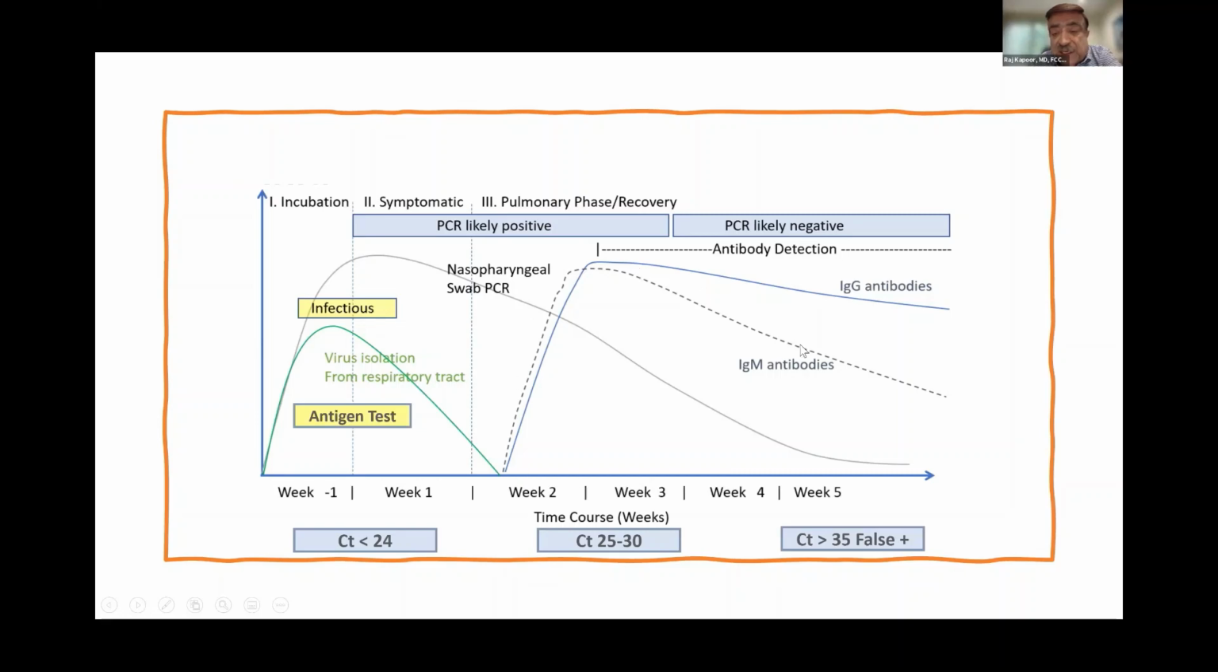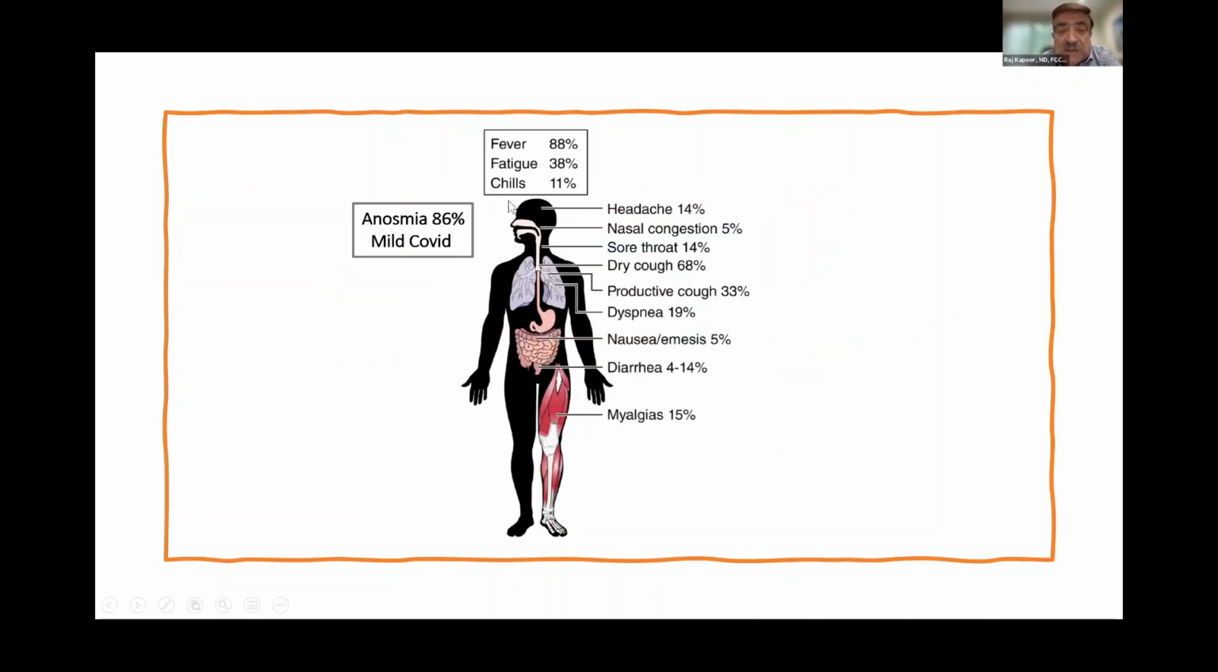We usually don't check IgM or IgG antibodies for diagnosis. So the symptoms, as we all know, the most common are fever, fatigue, chills, headache, nausea, nasal congestion, and most importantly, when people have loss of smell, in about 86%, these people usually get mild COVID. They do not get severe COVID. So it's very important. If a person has loss of taste or loss of smell, they most likely will get mild COVID.